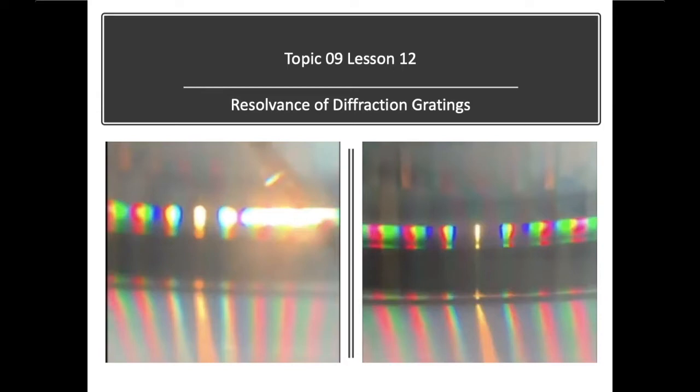You have two images on this screen. This is an image we saw with a diffraction grating, 100 lines per millimeter to be accurate. And the one on the left is a less resolved version of the same image. So how do we define resolvance of diffraction gratings? How can we determine what wavelengths can be resolved with diffraction gratings?